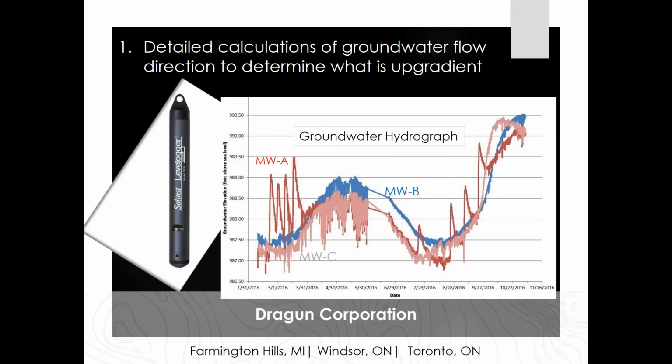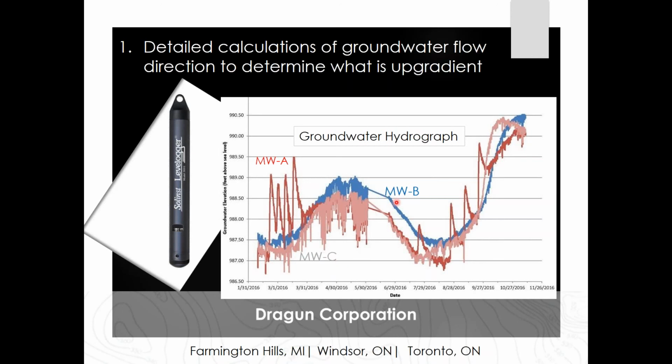So the first one relates to the concept of knowing what's up gradient and what's down gradient at a site. And this graph that you see is what we call a groundwater hydrograph, and there's time on the x-axis and water level on the y-axis. And we have 3 wells shown here, well A, B, and C is the gray one. And we would do our simple triangulation within these wells to determine what's upgradient and downgradient. But what you see in this case is that it's not always the same.